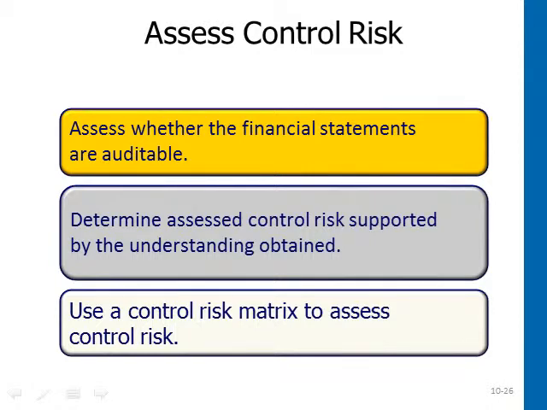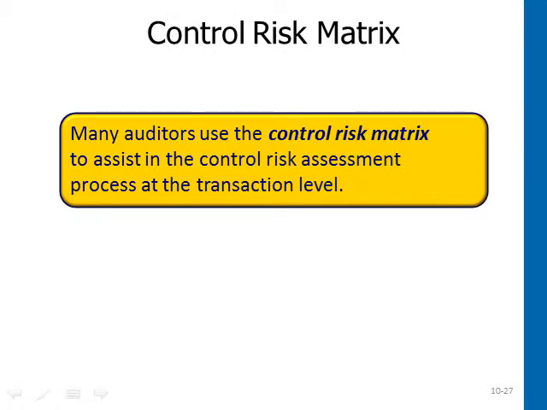To assess internal controls, really what we're looking at as auditors is whether the financial statements are auditable. That is, are the balances, are the controls sufficient that we feel the balances can be audited, or do we have a worse problem than that? We'll determine whether assessed control risks are supported by the understanding obtained, and then we may use a control risk matrix to assess control risk.